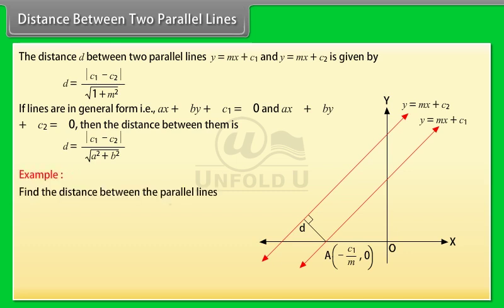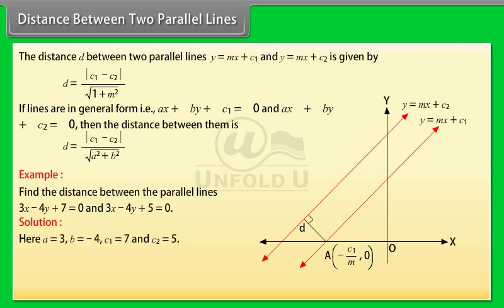Example. Find the distance between the parallel lines 3x minus 4y plus 7 is equal to 0 and 3x minus 4y plus 5 is equal to 0. Solution. Here a is equal to 3, b is equal to minus 4, c1 is equal to 7 and c2 is equal to 5. Therefore, the required distance is d is equal to modulus of 7 minus 5 by square root of 3 square plus minus 4 square.